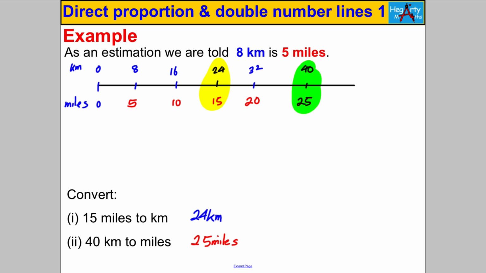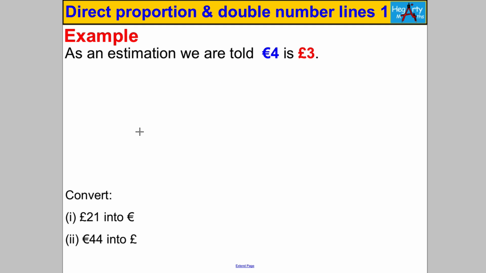Let's try another one with another double number line. Pause the video and have a go. As an estimation, we're told €4 is £3. Let's draw a quick picture for this. Let's put euros up here. Let's put pounds down here. We know that no euros is clearly £0.